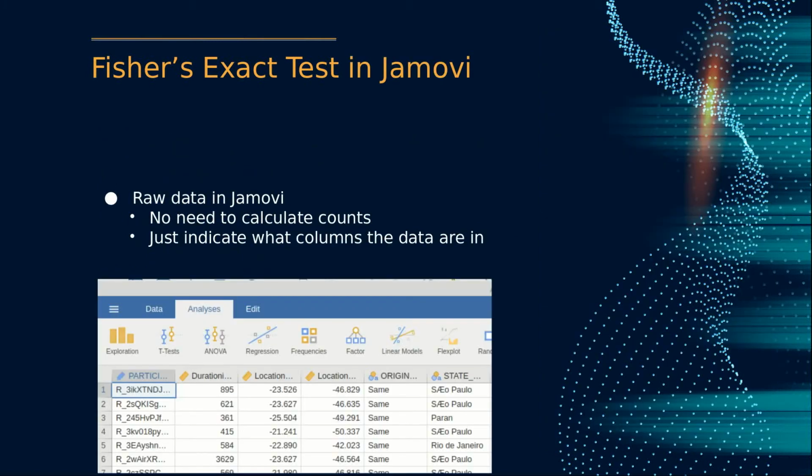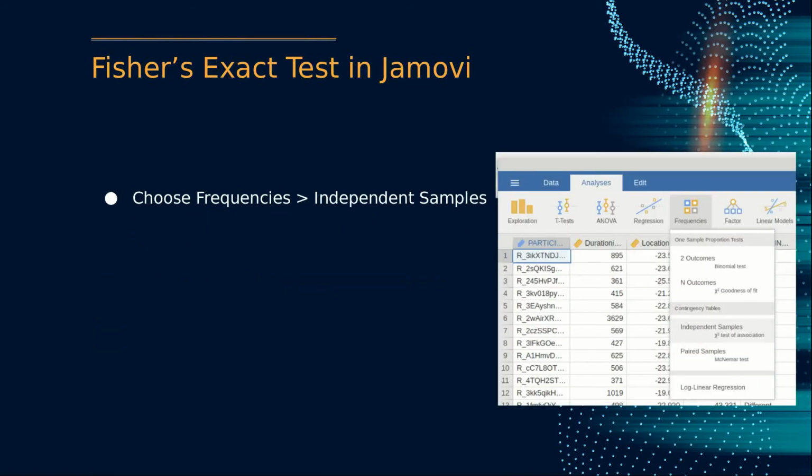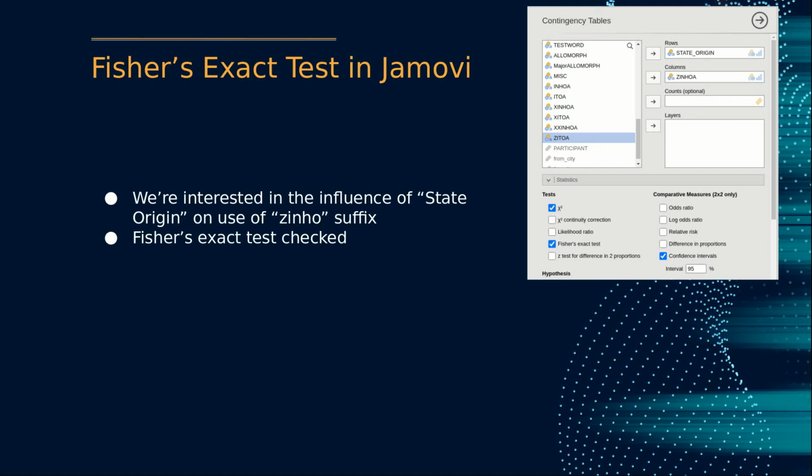Here's the raw data in Jamovi. There's no need to calculate the counts, just indicate what columns the data are in. Choose frequencies, independent samples, and we're interested in the influence of state of origin on the use of the xenu suffix. And we choose a Fisher's exact test.